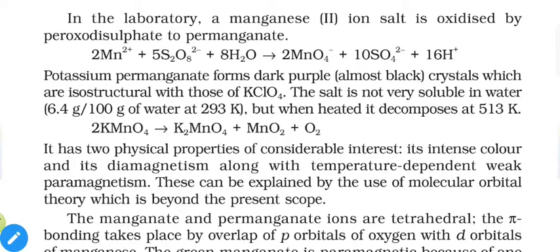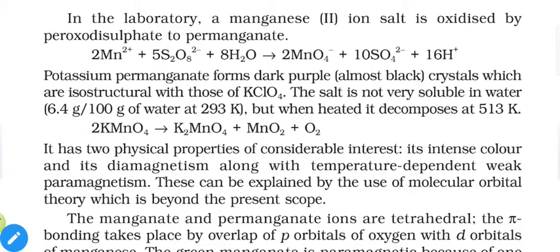Potassium permanganate forms dark purple, almost black crystals which are isostructural with those of KClO4. The salt is not very soluble in water, 6.4 grams per 100 grams of water at normal temperature. But when we heat it, it decomposes at 530 Kelvin. So KMnO4 will decompose into K2MnO4, MnO2 and oxygen.